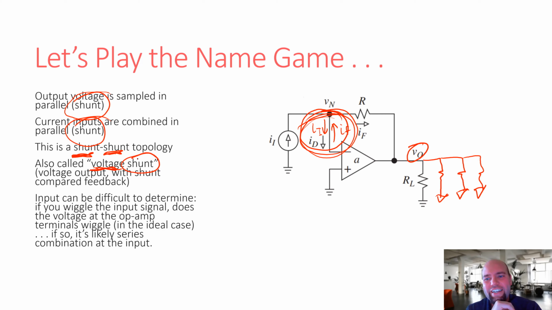So you see my frustration here. I always try to come up with a good way to describe this, and I hope I've done okay. We'll talk about other topologies, but basically, the alternative to shunt is series. So if you see series and shunt used in a name, those two words are referring to how the input is combined and how the output is sampled. If you see voltage and then shunt or series, or current and then shunt or series, the first word is referring to how the output is sampled to provide feedback, and the second word is referring to how those signals are combined at the input.